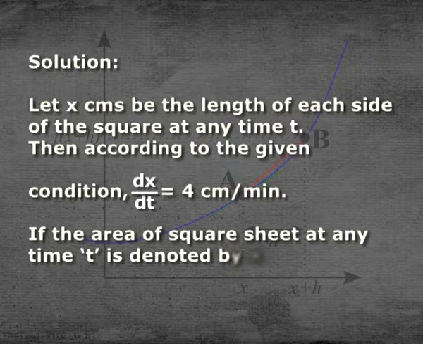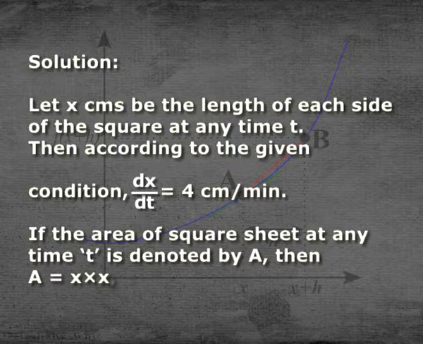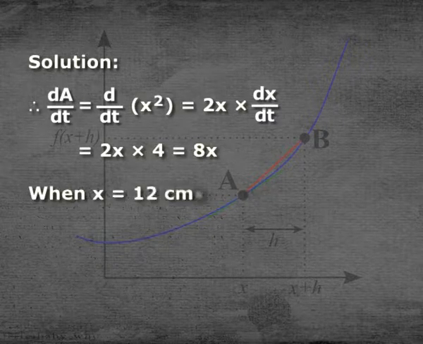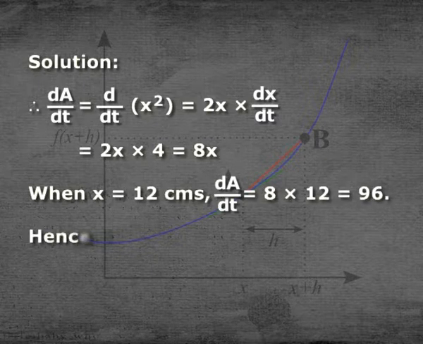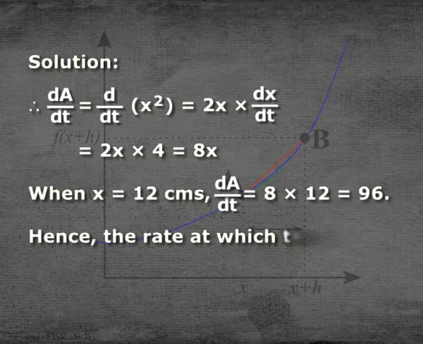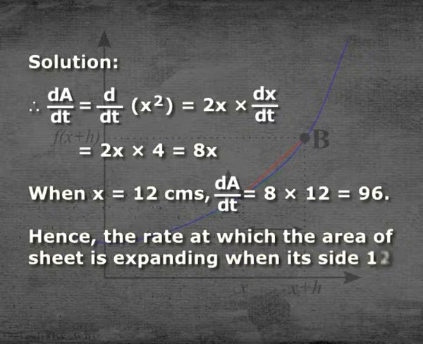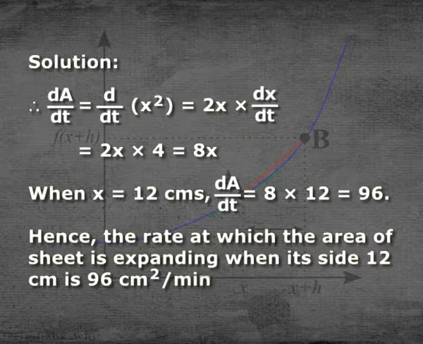Now if the area of the square sheet at any time t is denoted by capital A, then A will be equal to x into x. So dA by dt will be equal to d of x square by dt, which is equal to 2x into dx by dt, which is equal to 2x into 4, that is equal to 8x. Now when x is 12 centimeter, dA by dt will be 8 into 12, which is equal to 96. Hence the rate at which the area of the sheet is expanding when its side is 12 centimeter is 96 centimeter square per minute.